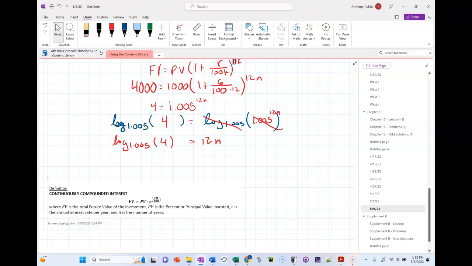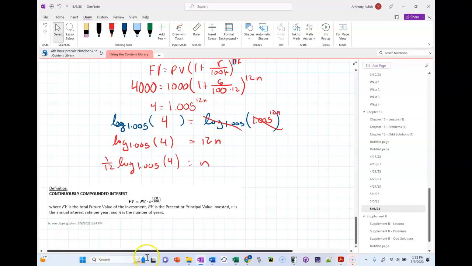All right, so we did the log to both sides. The last thing I need to do is divide by 12. Again, I'm going to write it as multiplying by 1 over 12, just so it's more clear when I'm typing into the calculator where that division is happening.